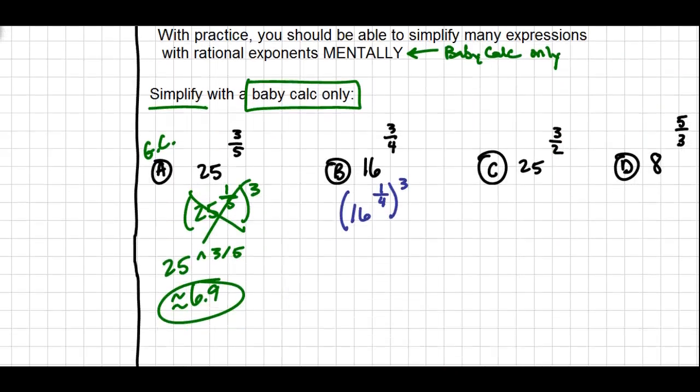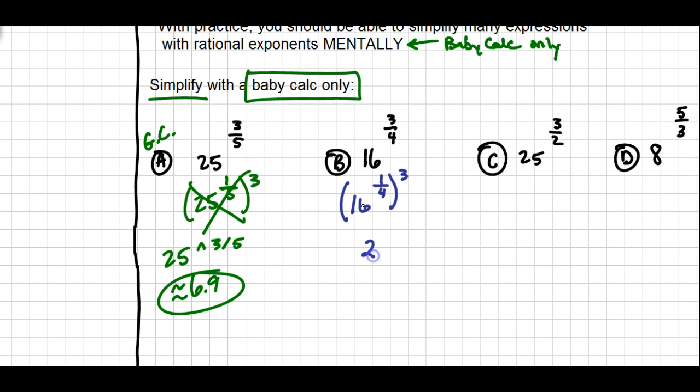The more you do these, the more familiar you'll get with them. So 16 to the 1/4 power makes a 2. We still have to raise that to the 3. Don't say 6. 2 to the 3rd is not 6. 2 times 2 times 2 is 8. And so that's our final answer.